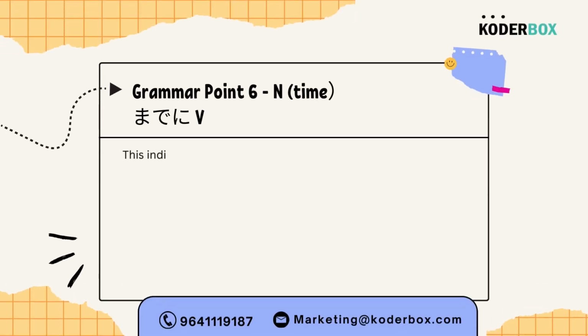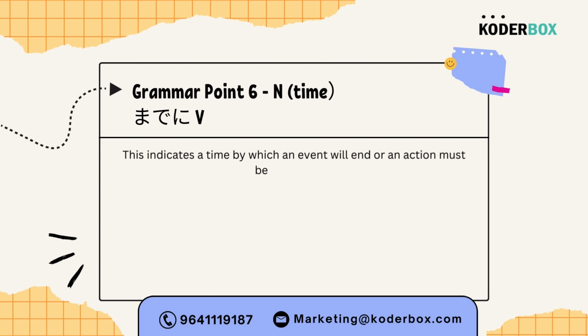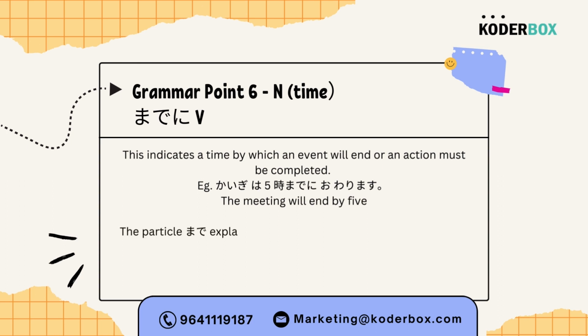Grammar point 6: Noun made ni verb. This indicates a time by which an event will end or an action must be completed. Example: Kaigi wa 5時までに終わります. The meeting will end by 5.